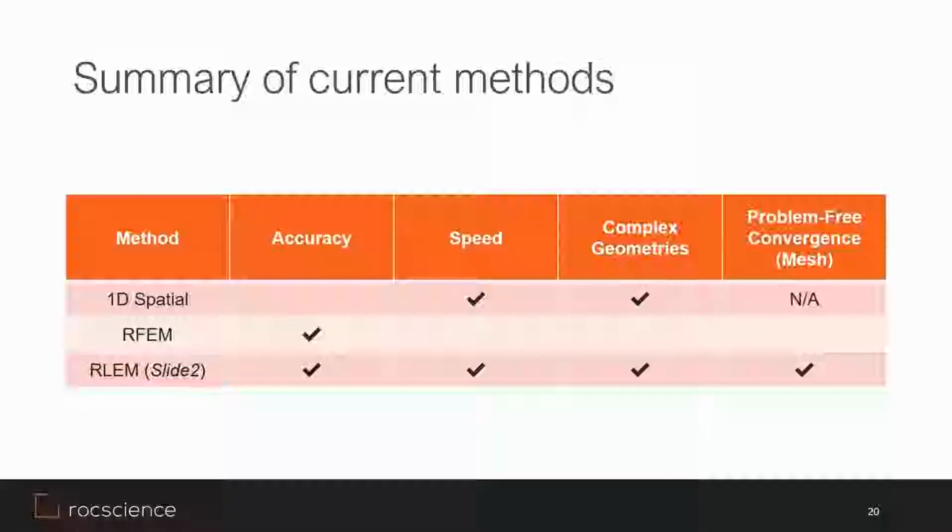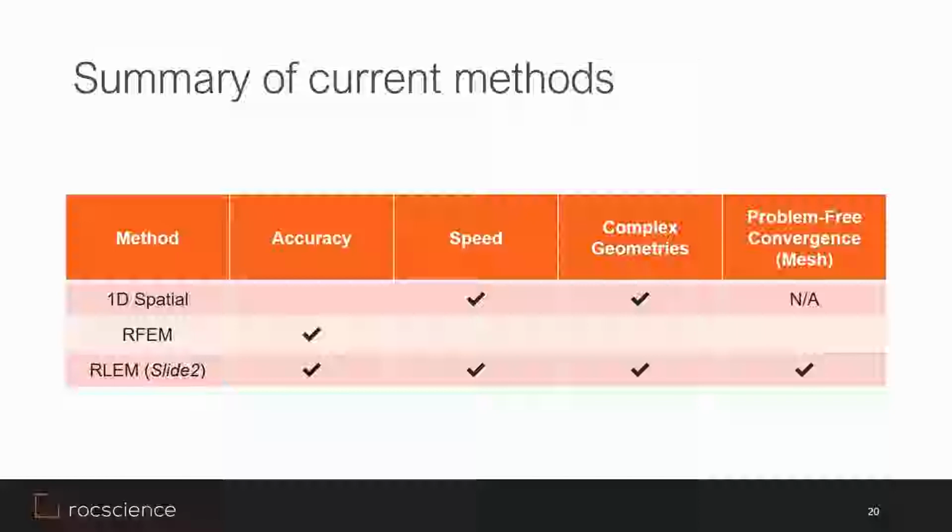Here is a general comparison between three approaches. One-dimensional spatial variability is fast. It can handle complex geometries, but it is not accurate. Random finite element method is accurate, but it is slow in the current software packages, and it can only handle simple geometries. And it has also convergence problem in small mesh sizes. It is mostly used for academic purposes.